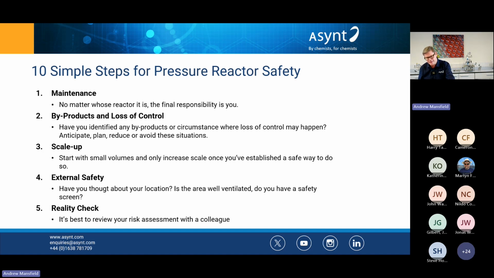The first one is maintenance. It doesn't matter whose reactor it is, if you've borrowed it from another lab or it's your own, the responsibility of looking after that and making sure it's fit for purpose should ultimately come down to you. So always inspect your reactor.